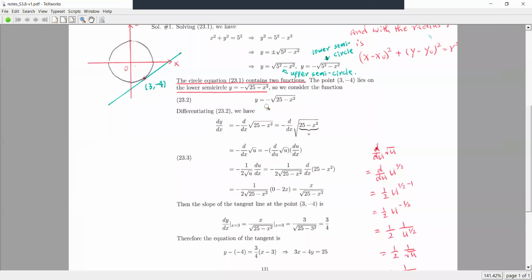After we get the derivative of the function, we can tell the slope of the tangent line at this point. Plug in the x coordinate of the point in the derivative. Then we get the slope of the tangent line at that point is 3/4. Now we have the slope. We have one point on the tangent line. The equation of the tangent line can be written down by the point-slope formula. The result is here.